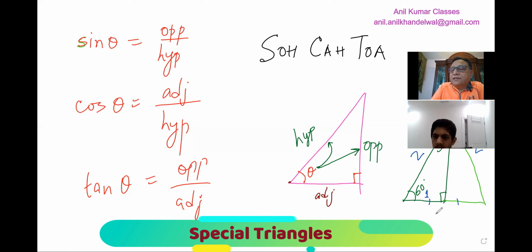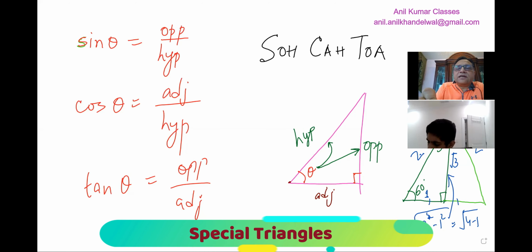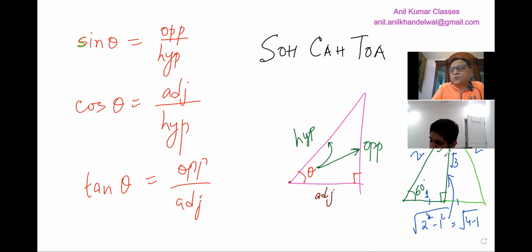What will be the altitude or the height? It is square root of 2 square minus 1 square, right? Pythagorean theorem. So it is square root of 4 minus 1, and that is square root 3, correct? So in this particular triangle, which is a 60-degree triangle, we have found that the sides are in the ratio of 1 is to 2 is to square root 3, right? So let me write down these values as A, B, and let us say this point is C for us.